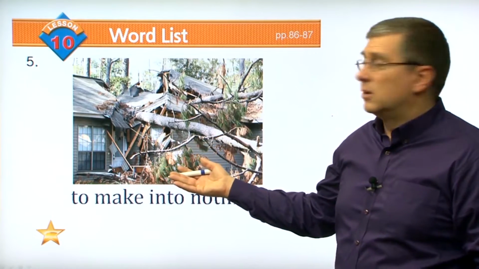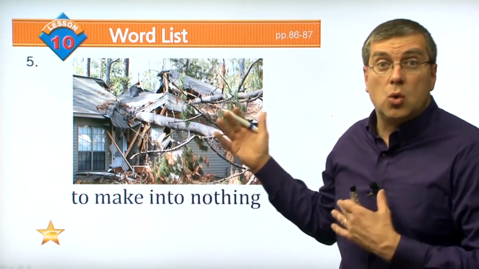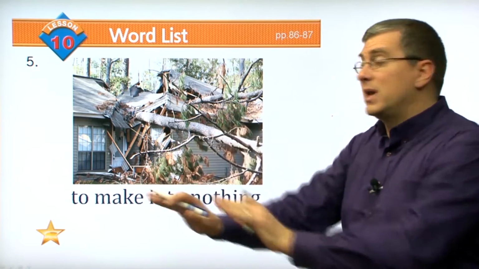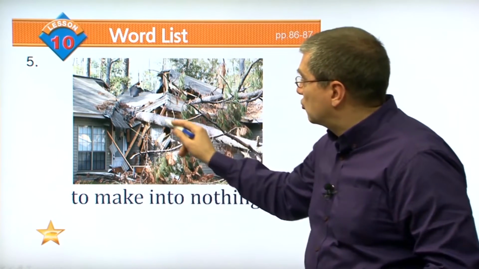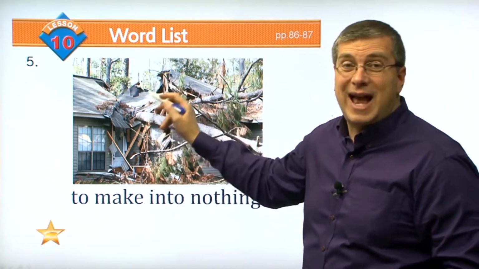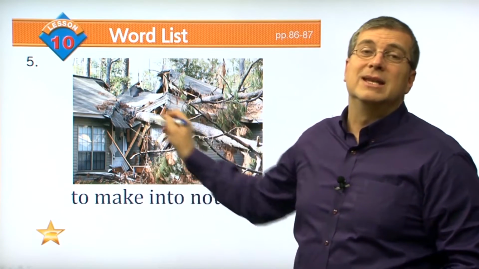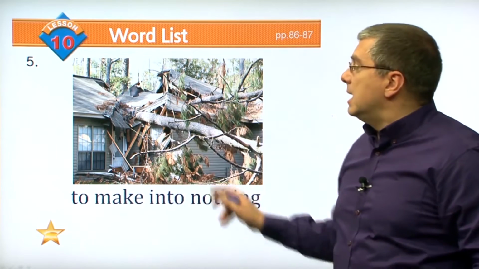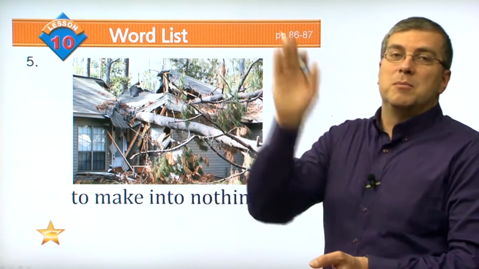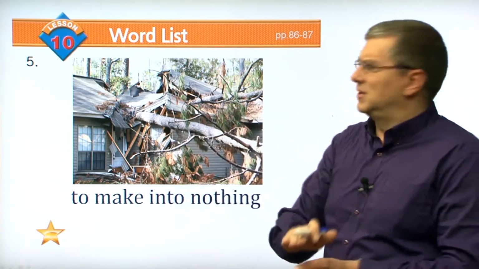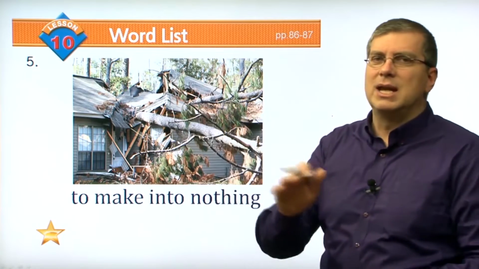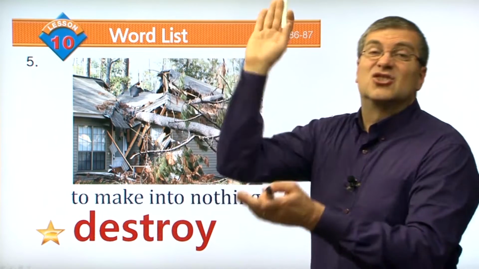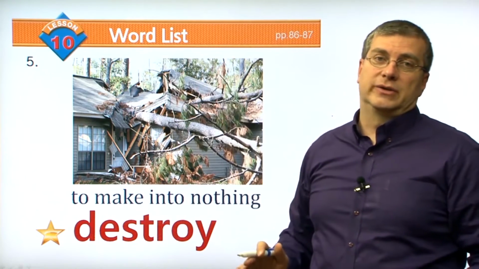The next word, oh my gosh, look what happened. It's terrible, right? There was a strong wind, maybe a very big storm, and it pushed this tree over onto this house. That's terrible. These poor people who lived there, right? To make into nothing, what did this tree do? It made the house into nothing. Well, maybe they can save it, but you could say destroy. The tree destroyed the house.